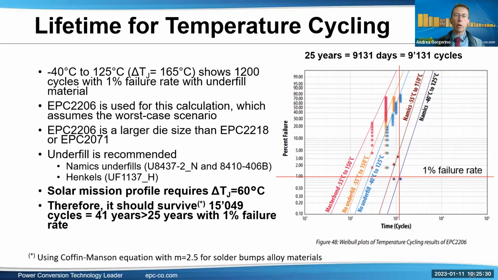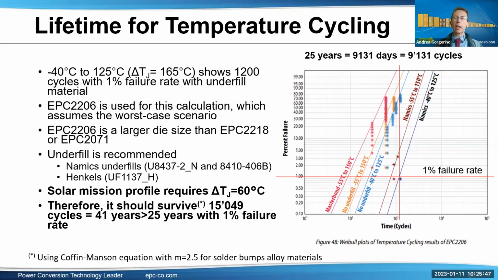That's a delta T of 165. And from the chart that you see here on the right-hand side, we can achieve 1,200 cycles with 1% failure rate with underfill material in these conditions. So this chart was generated with EPC 2206. This is a worst case scenario.